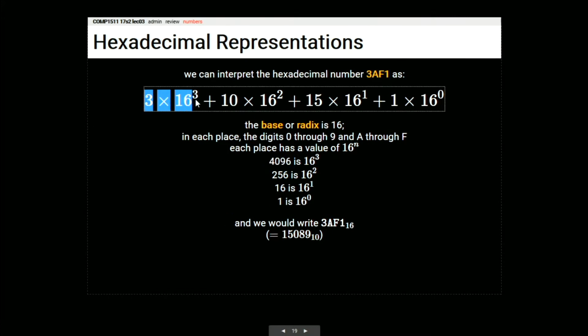And so we can calculate this again like this. It starts with 3, so we've got 3 lots of 16 to the power of 3. This one's A, which was 10, so we've got 10 lots of 16 squared. This one was F, which is 15, so 15 lots of 16. And then this is a 1, so we've got 1 lot of 1. And so if we added all those together, we would get 15,089 in base 10.